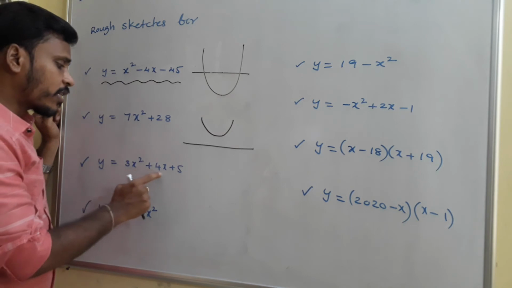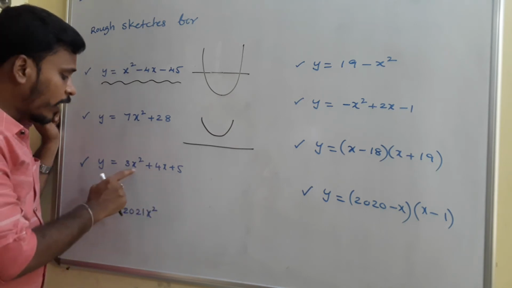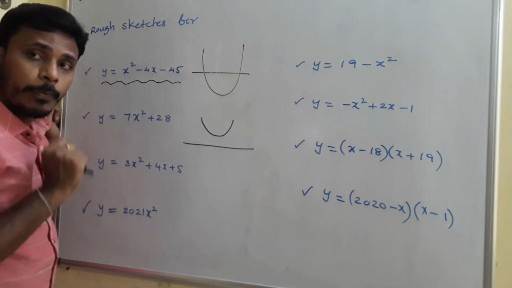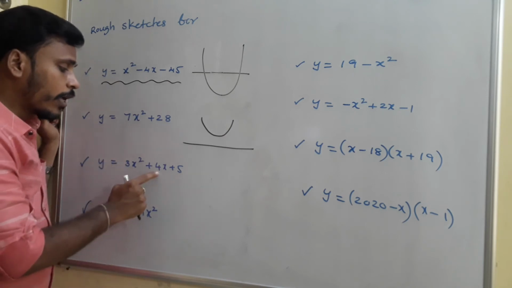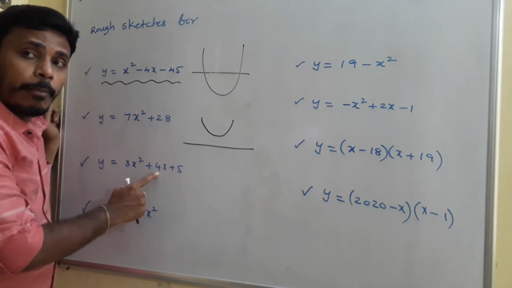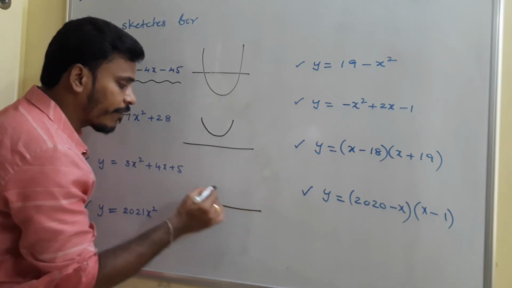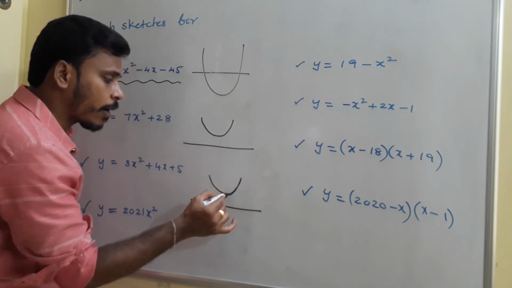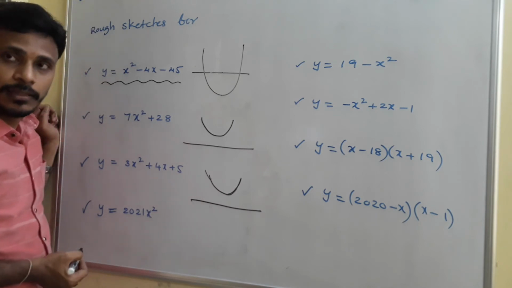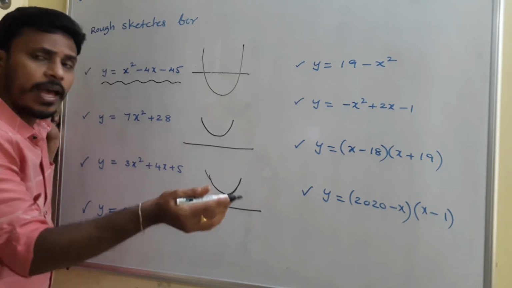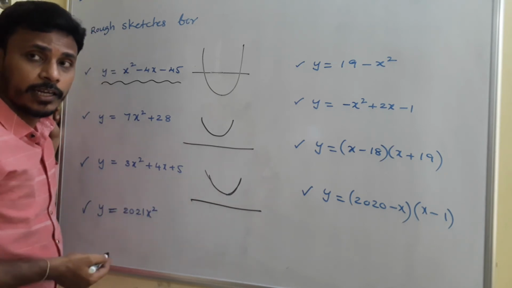Next, 3x square plus 4x plus 5. Again, the coefficient of x square is positive, upward parabola. Think about the roots. B square, 16, minus 4 into 3 into 5, negative. So again, it never intersects nor touches the x-axis, and it is an upward parabola. The graph will be like this. If you need the peak point, you have the formula, right? Find it and then mark it.